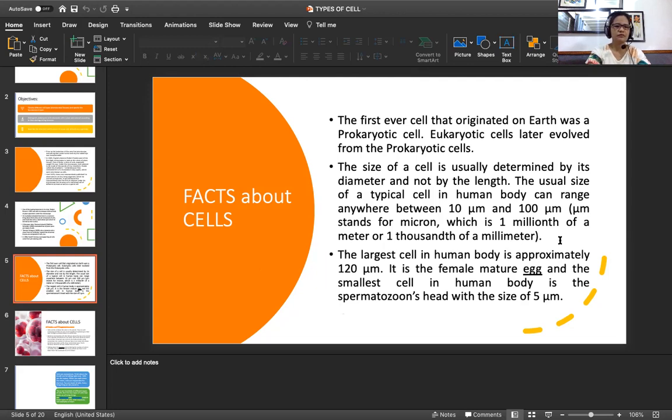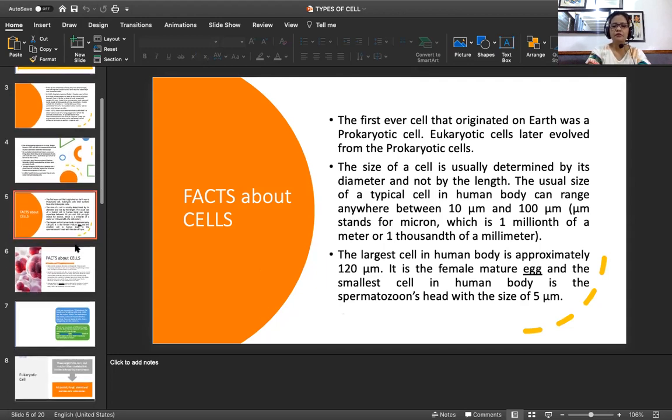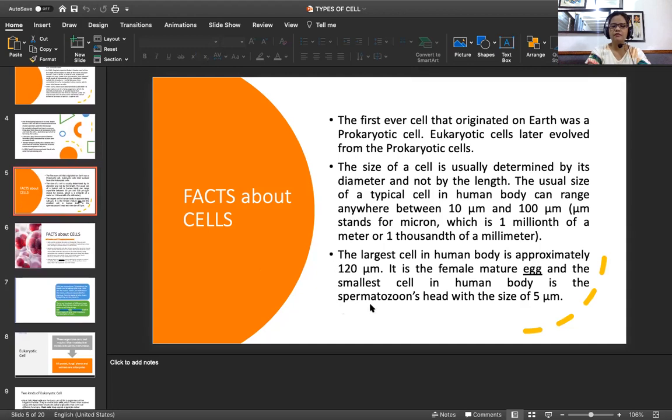The largest cell in the human body is approximately 120 micrometers, and that's the female mature egg. The smallest cell in the human body is the spermatozoon head with a size of 5 micrometers. So you can see and compare the extreme sizes of the egg and the sperm cell.